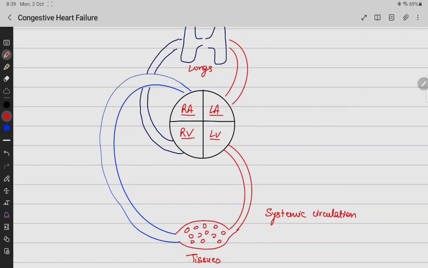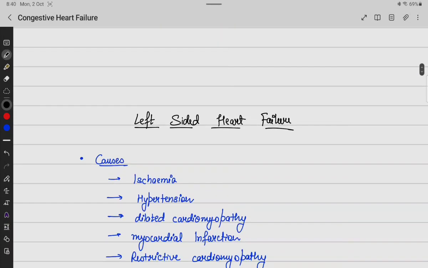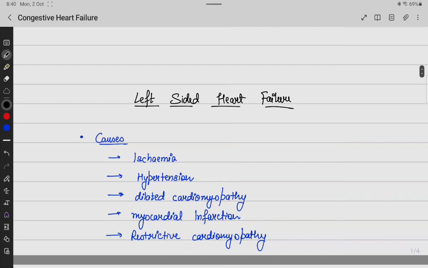So whenever the left side of our heart pump is unable to do its job, we call it left-sided heart failure, and whenever the right side of the pump is unable to do its job, we call it right-sided heart failure, right? So we'll move to the causes of both individually. So first let's talk about left-sided heart failure.